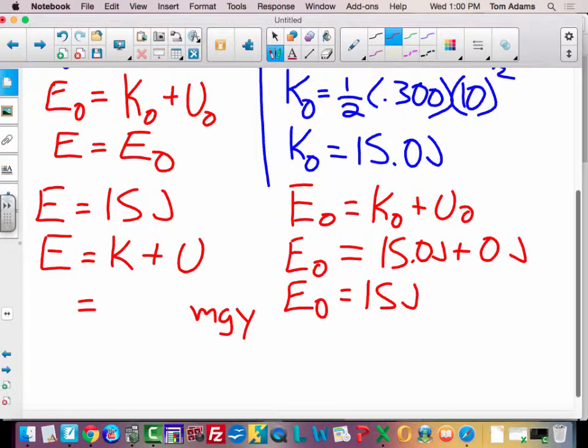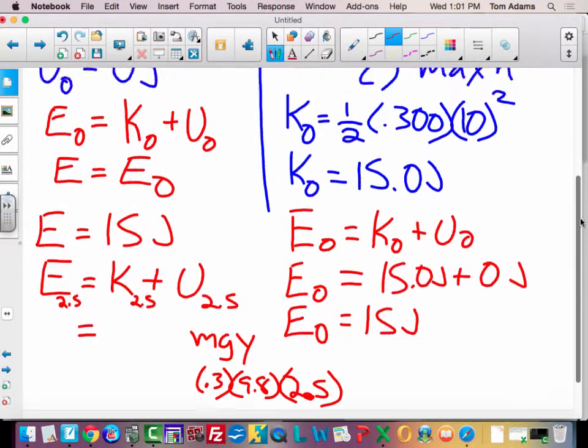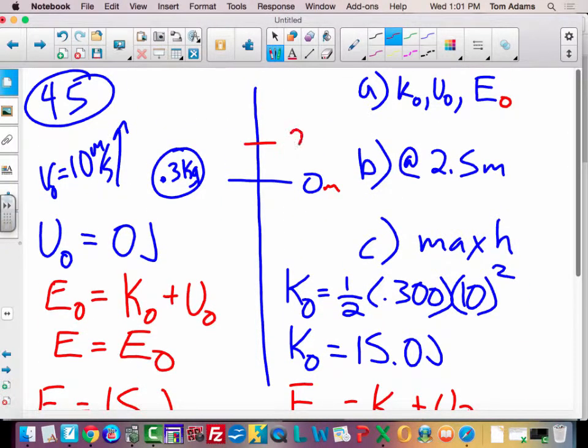So I could evaluate this. This is my mechanical energy at 2.5 meters, which means there's a kinetic energy at 2.5 meters and a potential energy at 2.5 meters. So I'm going to take the mass 0.3 times the acceleration due to gravity times my displacement of 2.5. That's my delta y. What I'm saying is that after some time, it's going to travel to 2.5 meters. And so this is the mechanical energy that we're calculating. Does that make sense to you guys?